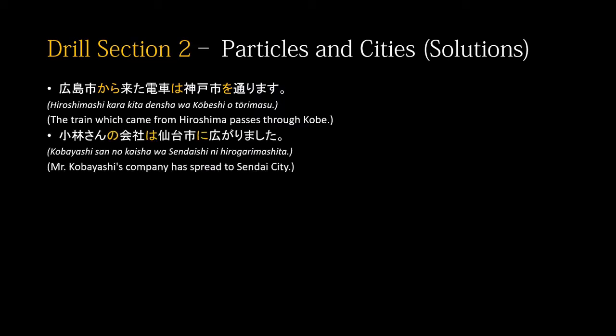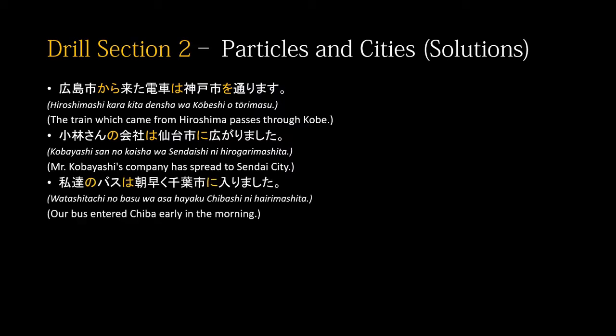In the second sentence, Kobayashi-san no kaisha wa Sendai-shi ni hirogari mashita, we see the most important usage of the three particles, no marks ownership, wa the topic, and ni the specific point in space. In this case, it is Sendai.